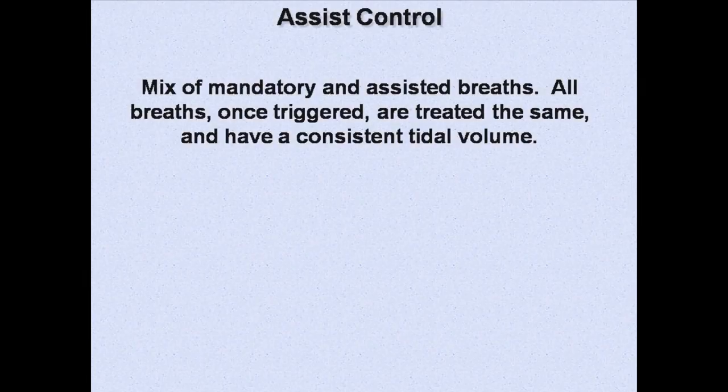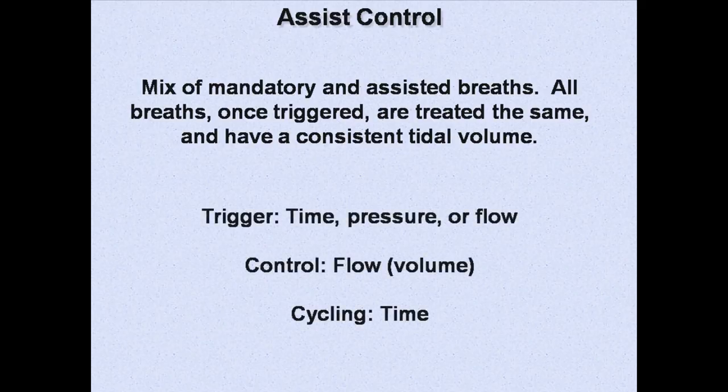The first mode I will discuss is assist control. This mode has a mix of mandatory and fully supported assisted breaths. All breaths, once triggered, are treated the same and have a consistent tidal volume. The trigger for assist control may be either time, pressure, or flow. The control variable is technically flow, though, as mentioned before, many people will refer to this as volume control. And the cycling variable is typically time.